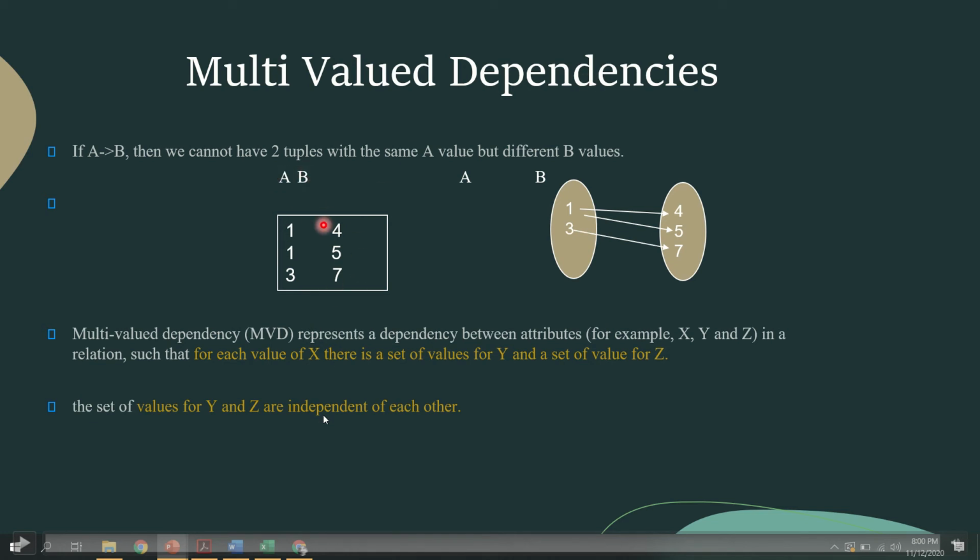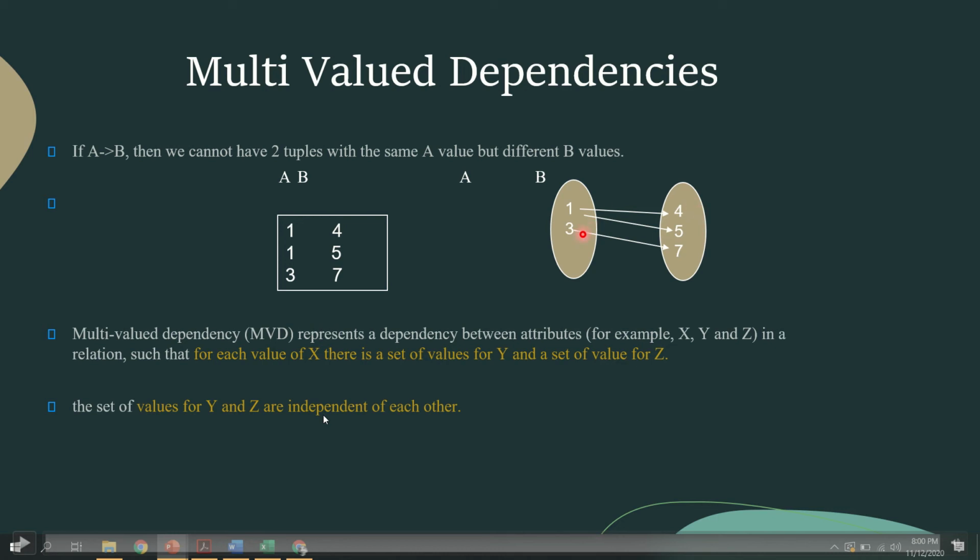Here A and B are two attributes of our relation. Suppose you want to find out the relationship between the attribute values of A and the attribute values of B. We can see that one value of A is related to two values of B, that is 1 to 4, 1 to 5. But 3 is related to only 7. So the value 1 in A is related to two values of B. So it is a kind of multi-value dependency.